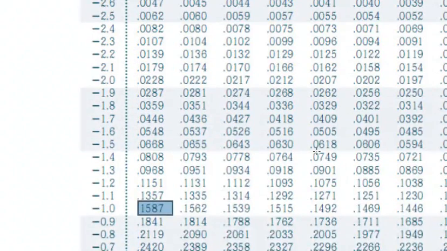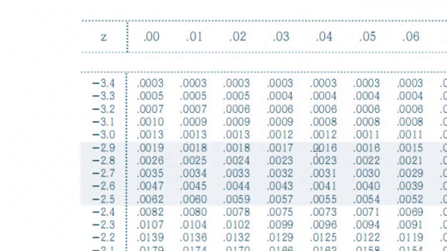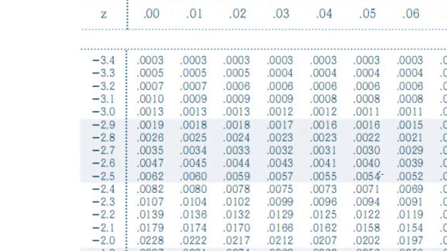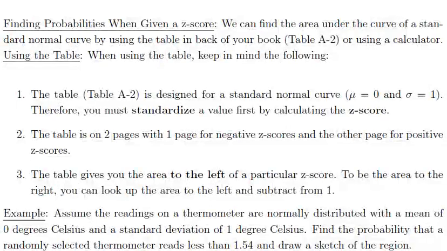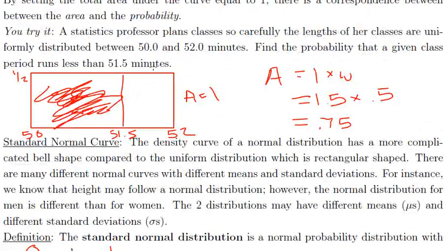You are also given the same table, it looks a little different because it's on one page, the first day of class. The idea with the table is we have a z-score. The z-score represents number of standard deviations above or below the mean, and it gives you the area to the left. So just like on our example here, we found the area to the left of 51.5.